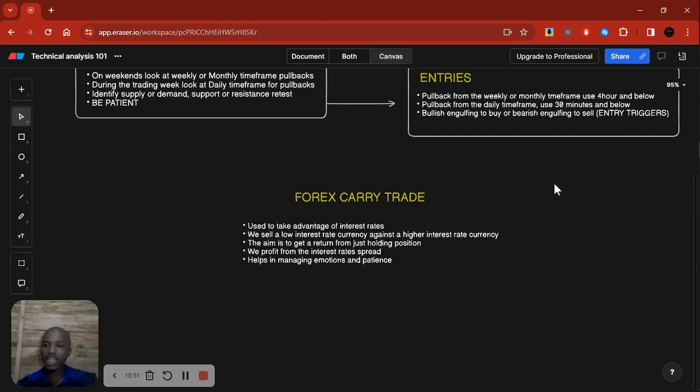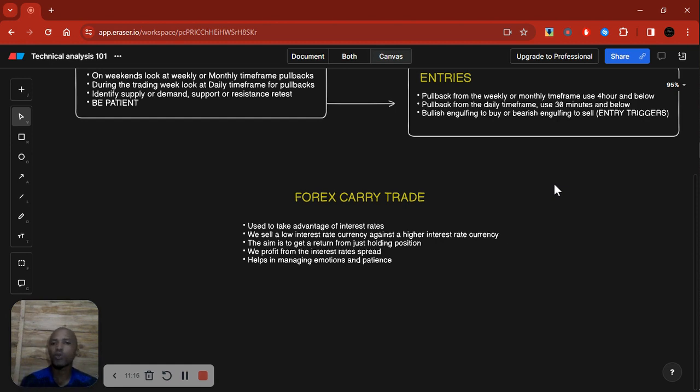Will you always get a carry trade? No. Not every single time. But if you know about it, take advantage of it. If you're looking for a trade idea, generating a trade idea, and you're looking to buy the dollar, where can I possibly get a positive interest payment from buying the dollar? And then you do your comparison along those lines. Because if you don't know about it, you can't use it, right?